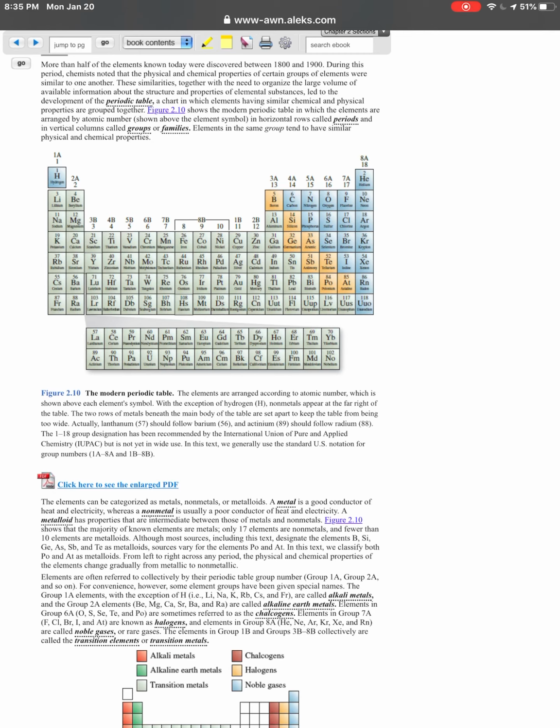The atomic number is written above the symbol of the element, and some periodic tables will write out the whole name of the element, aluminum, A-L-U-M-I-N-U-M. Some will not. This one does.